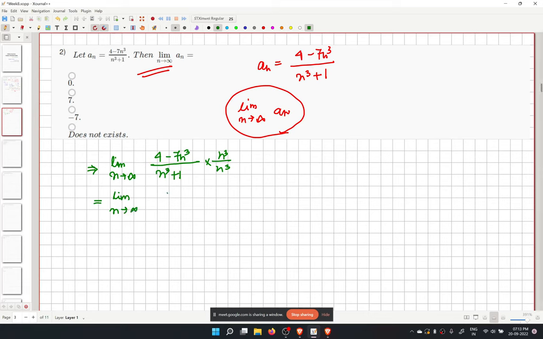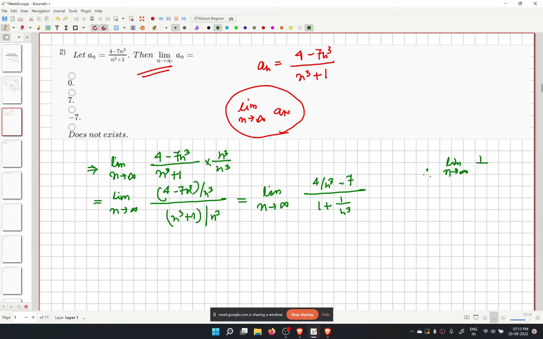That will give us the limit as n tends to infinity of 4 minus 7n cube divided by n cube, over n cube plus 1 divided by n cube, which equals the limit of 4 by n cube minus 7, over 1 plus 1 by n cube. Now, we know the limit as n tends to infinity of 1 by n cube is 0, so this is trivial. The first term goes to 0 minus 7, divided by 1 plus 0. So the limit is going to be minus 7. That is our answer here.